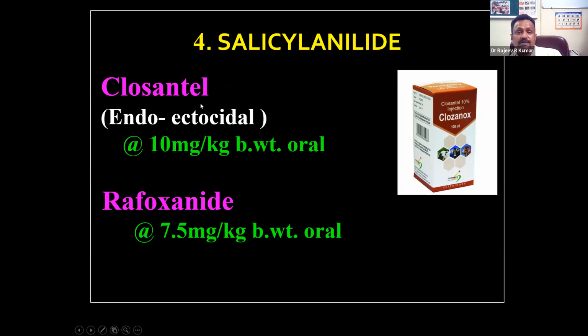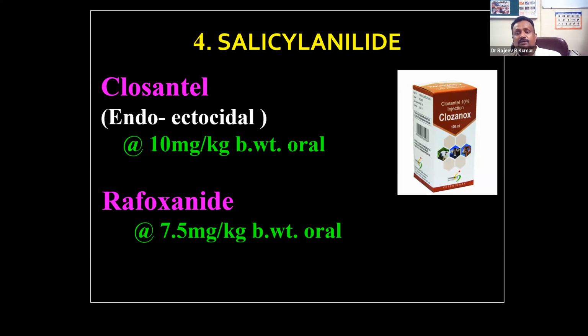The drawback of the drugs of this group is that both closantel and rafoxanide are highly effective against blood-sucking gastrointestinal nematodes like Haemonchus, Bunostomum, etc. If the animal has an infection of other gastrointestinal nematodes like Oesophagostomum, Trichostrongylus, then the efficacy of this drug is very low.